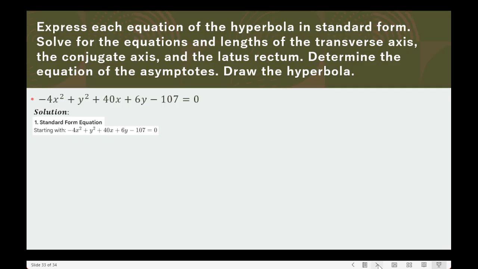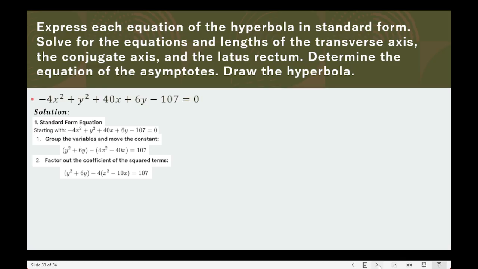Starting with the given equation, group the variables and move the constant to the right. So, this is the resulting equation. Then factor out the coefficient of the squared terms. So it means the 4 is taken out. What is left? x squared minus 10x inside the parentheses. Then, using completing the square, we take the coefficient of y and the coefficient of x.